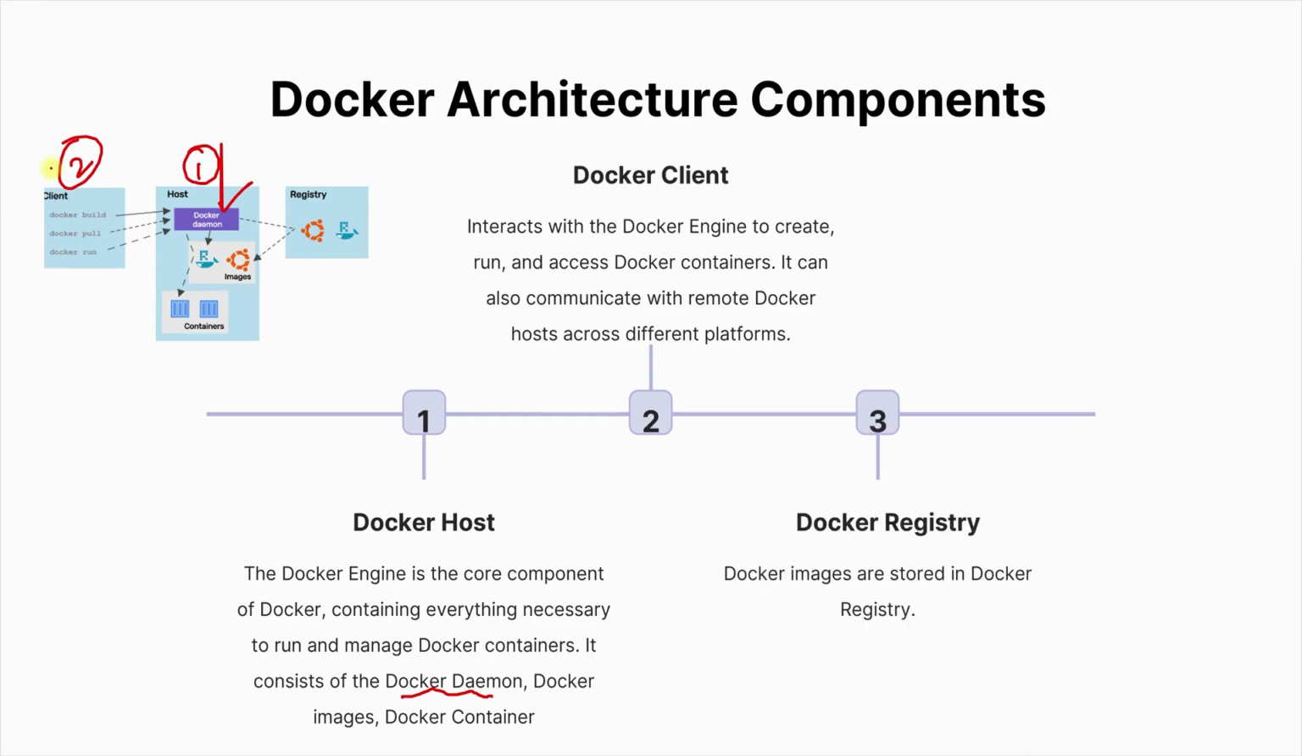Next is the Docker registry. Here you can see the third component, that is the Docker registry, where our images are actually stored. Before running any new images, we need to pull them from the registry. So this is how the Docker architecture components are divided. These are three: host, client, and registry.